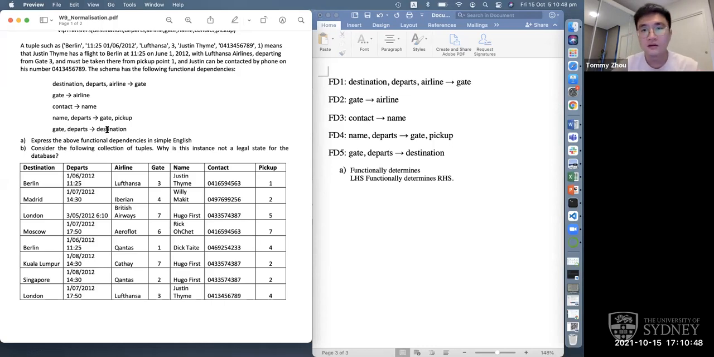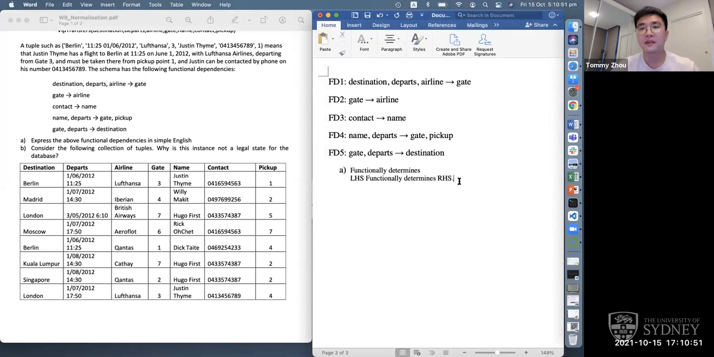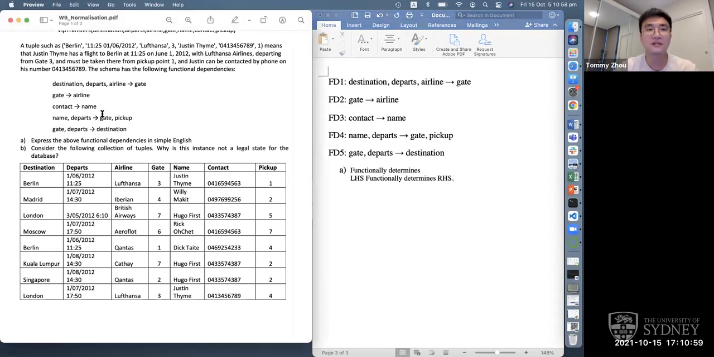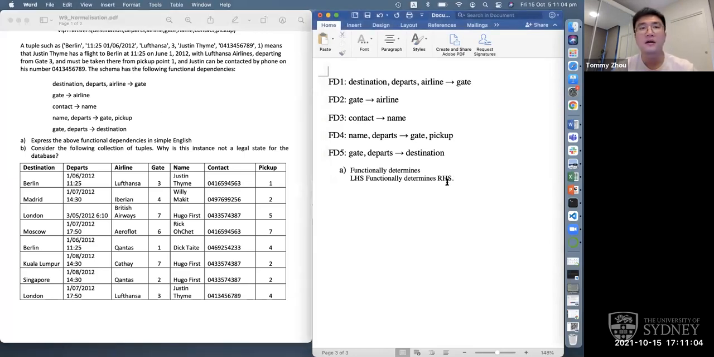All right. So we would always find a way to express the meaning of those functional dependencies, given that it is true. But just bear in mind that if you're running out of time and don't have enough time to think about what the FDs mean, you could also write like gate functionally determines airline, and that will also get you a partial mark. You don't have time to think what it actually means.